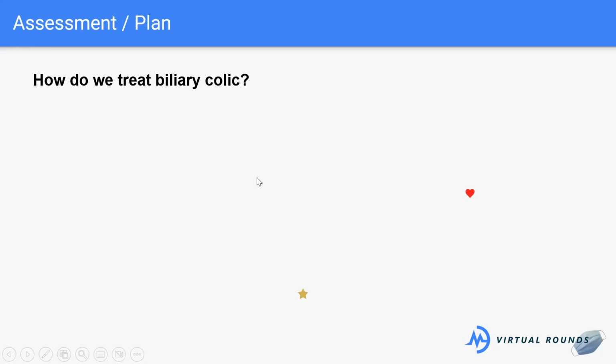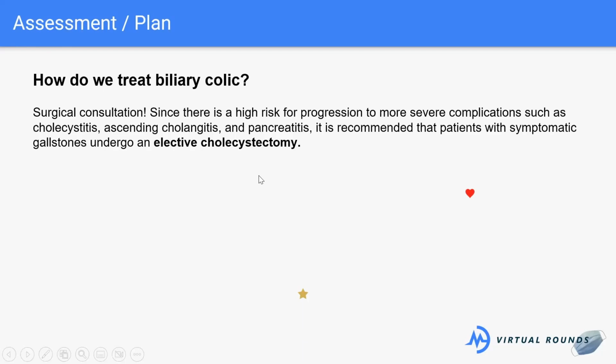I think the big take home message here is that because there's such a high likelihood that they will go on to develop something like cholecystitis or another complication of having gallstones, we will refer them for a surgical consultation to have an elective cholecystectomy. That just means on their own time. So it's scheduled. It's not an urgent surgery, but a scheduled surgery where they will have the gallbladder removed, specifically if they've been having these symptomatic episodes.